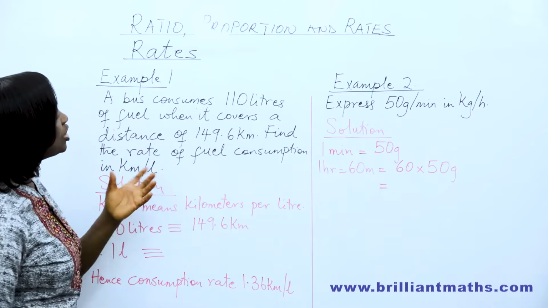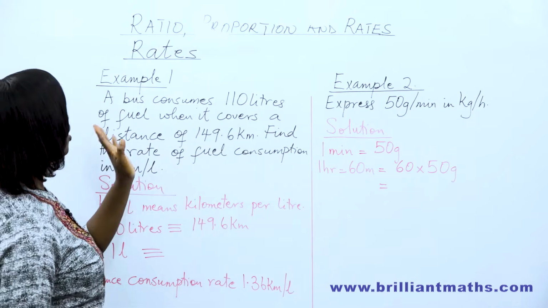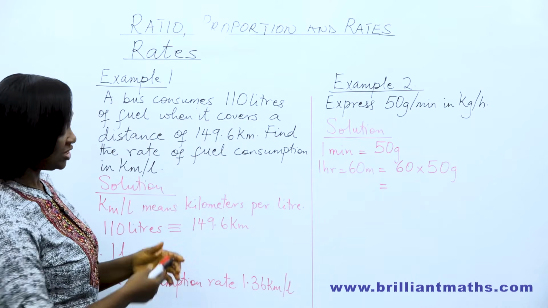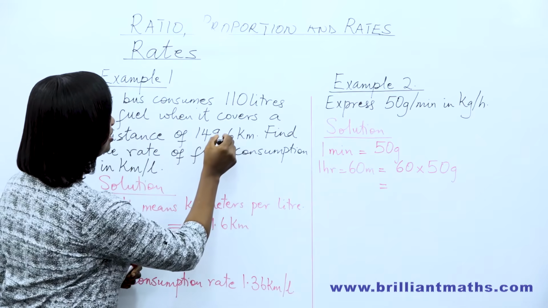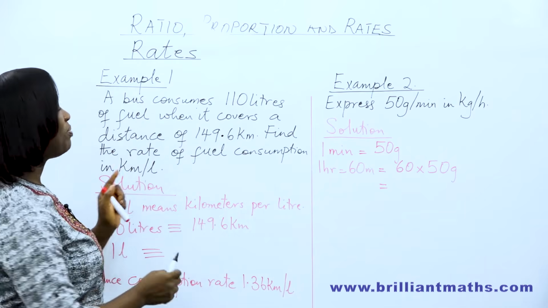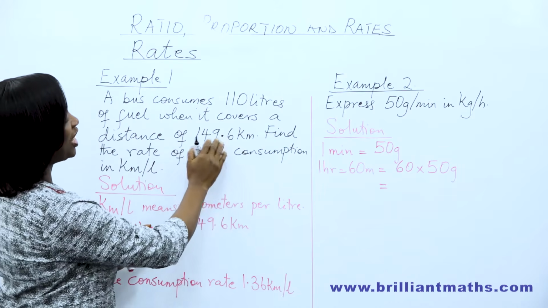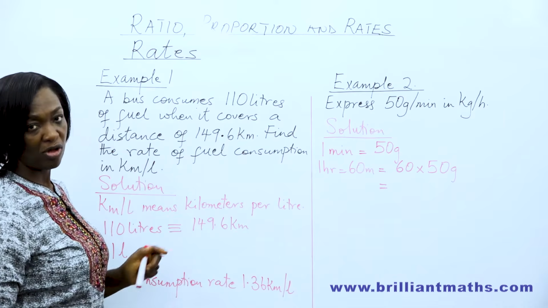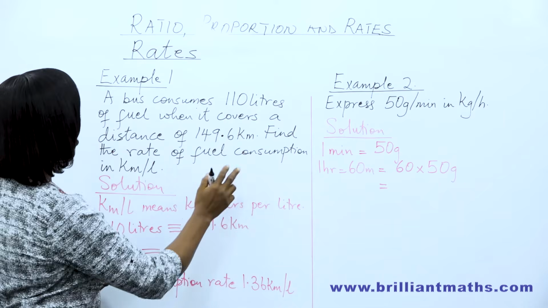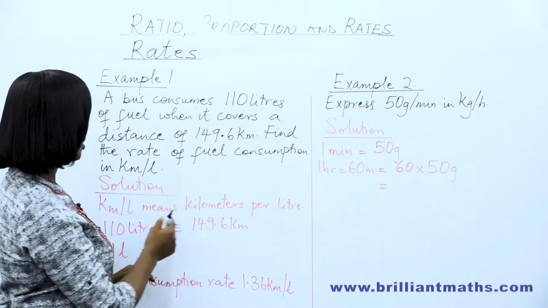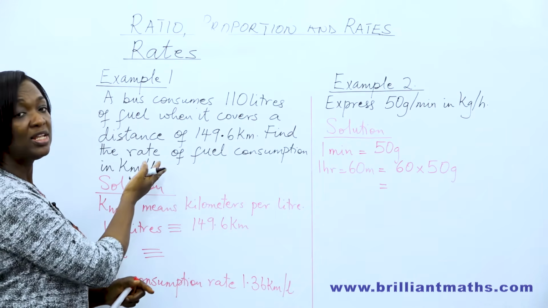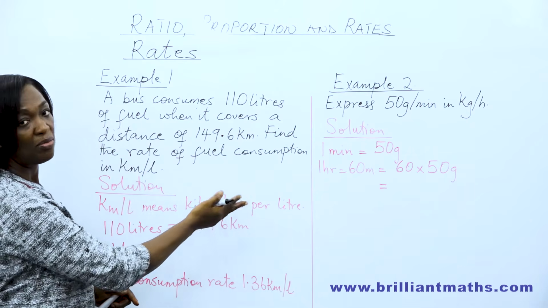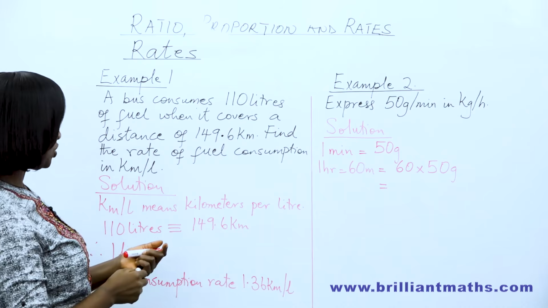It says a bus consumes 110 liters of fuel when it covers a distance of 149.6 kilometers. So when the bus travels 149.6 kilometers, it would have used up 110 liters of fuel. Then the question is, find the rate of fuel consumption in kilometers per liter. Km/L is kilometers per liter.